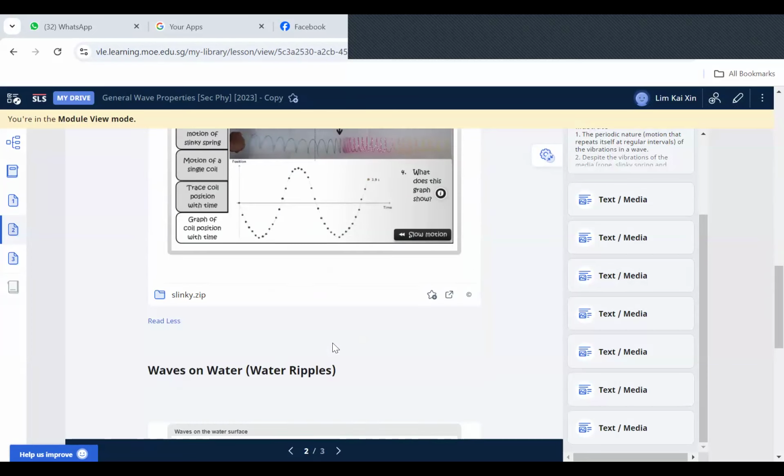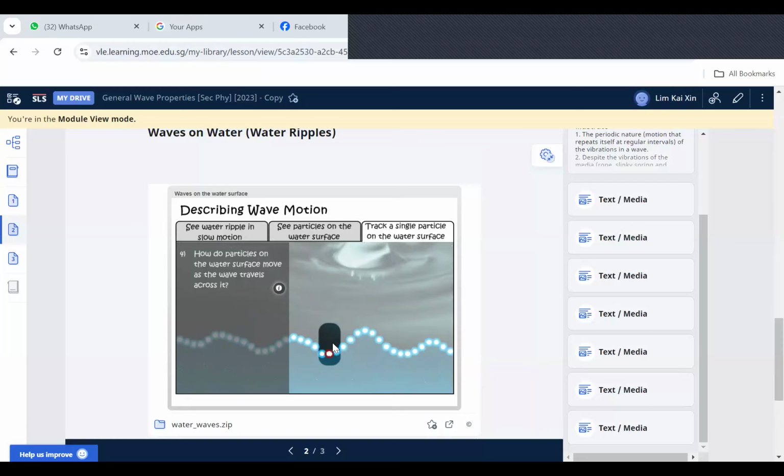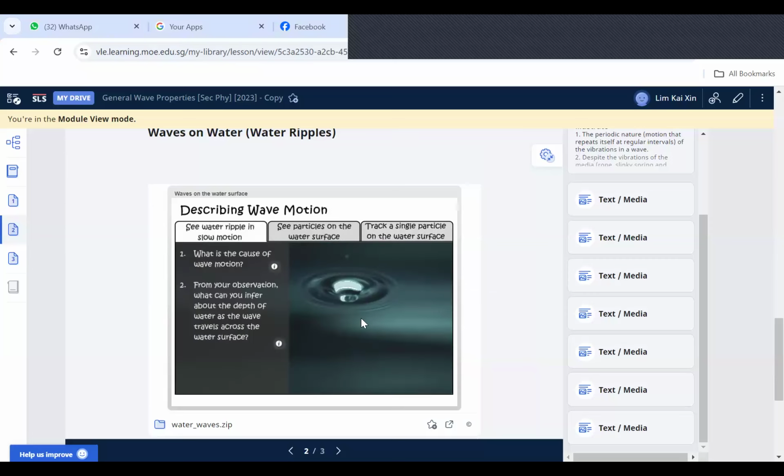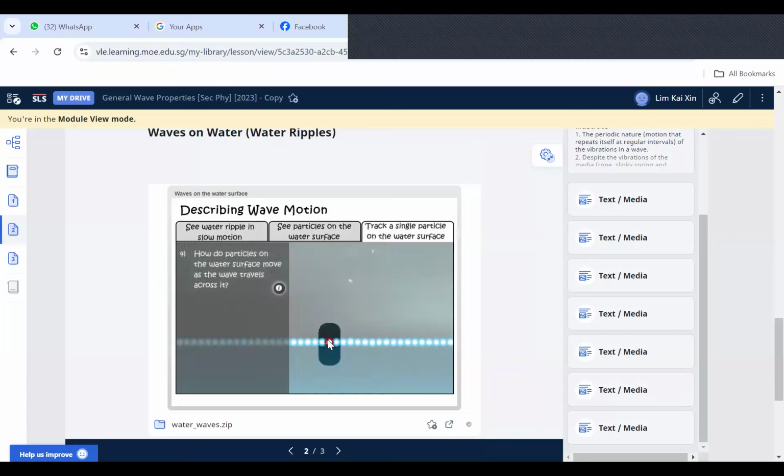Next one, we have a water wave that I mentioned. Let's zoom into it. Again, I have a drop of water. I drip it in, and it introduces a source of disturbance. If I look at just one single particle over here, the particles just vibrate up and down, and then the wave travels outwards, to the left and to the right, from the source of disturbance. Then let's go back.